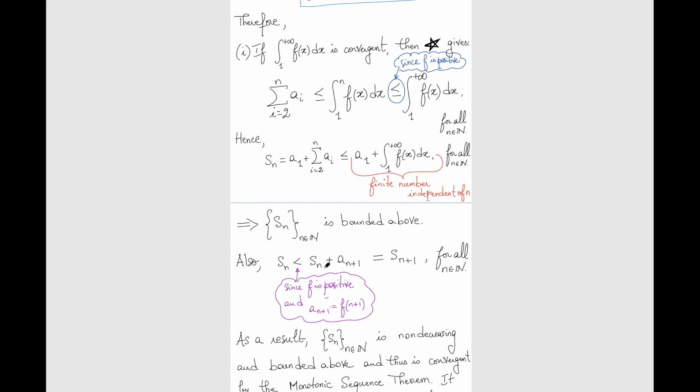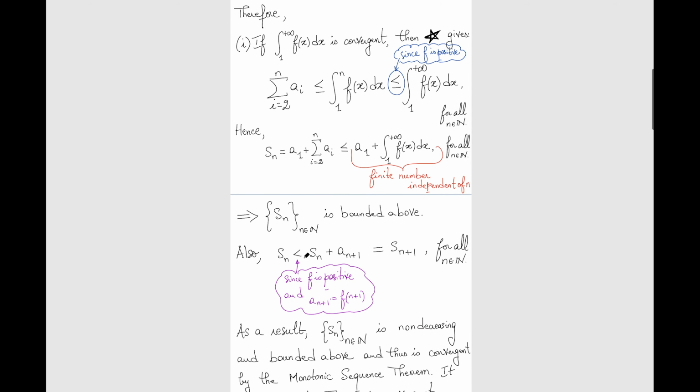Correct? All right, so since a_{n+1} is positive, certainly this number is smaller than itself plus a positive number. And what is this guy? Well, Sn is the nth partial sum. Add to it the n plus first term of the series. That becomes the n plus first partial sum, S_{n+1}. Correct? So long story short, you get that Sn is smaller than S_{n+1} for all n.